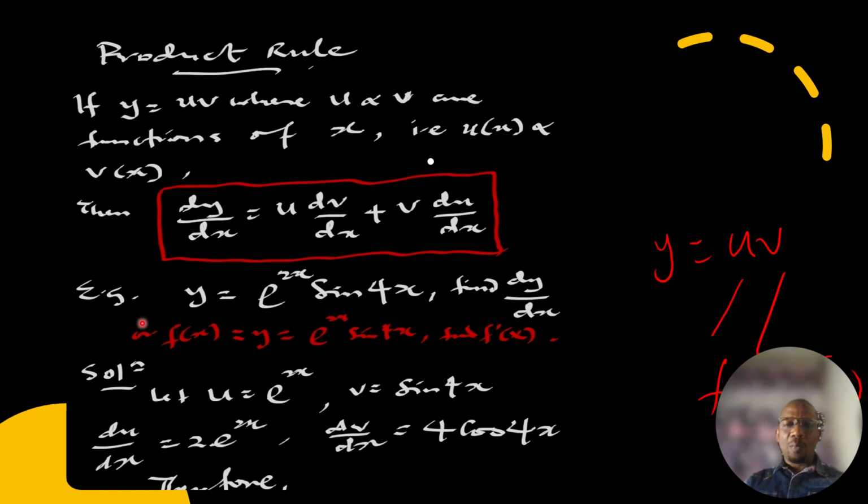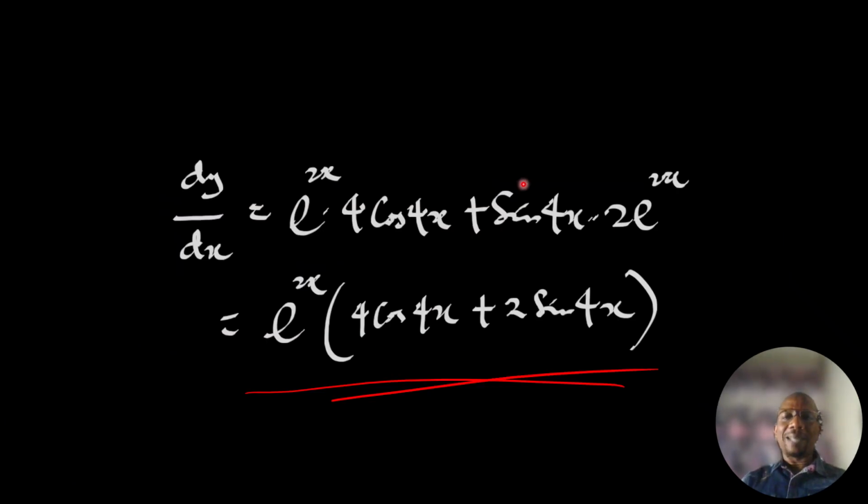Look at an example. We have y equals exponential 2x multiplied by sine 4x. We are supposed to find dy dx. So if u equals e to the 2x and v equals sine of 4x, this is a direct product, two functions multiplying each other, that is exponential 2x and sine of 4x. We apply this formula and we are going to arrive at this as the solution to that problem.